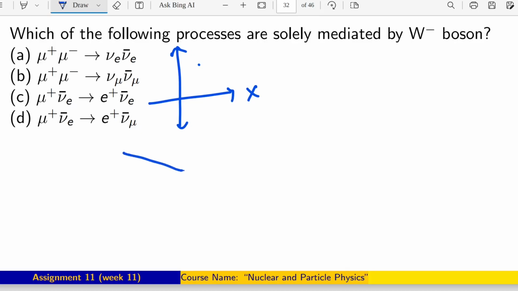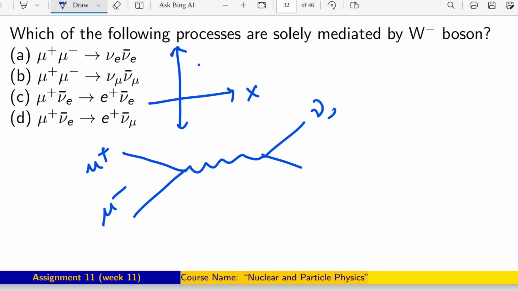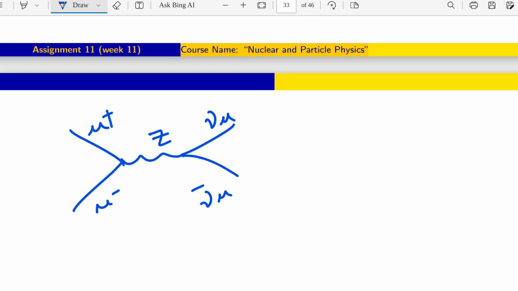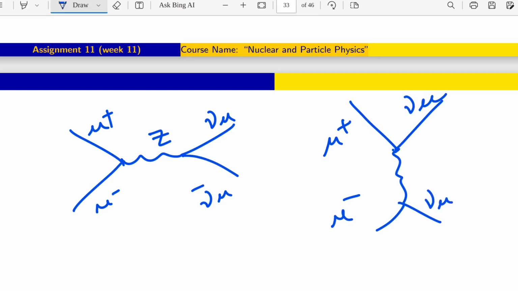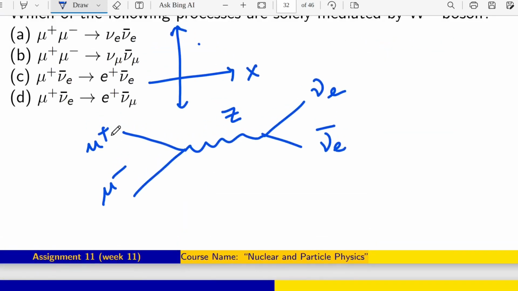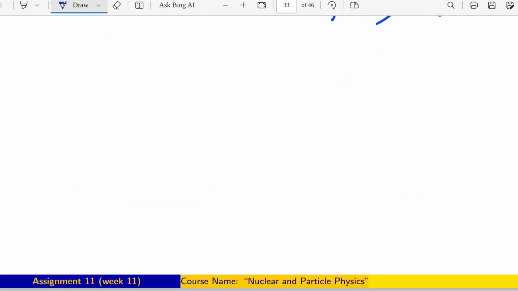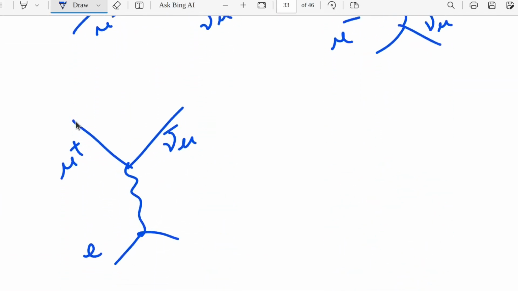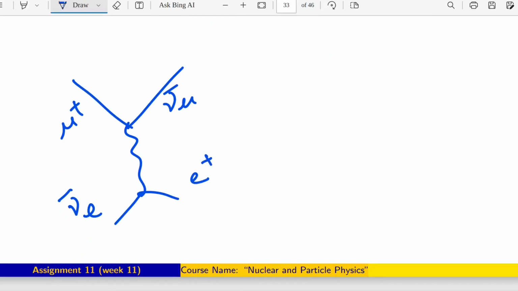Let's say mu plus mu minus to mu e bar, and it is Z. Mu plus mu minus to mu bar, it will be Z as well as, let's say, mu minus mu bar through W. And the fourth will be mu plus nu e bar to e plus nu bar, mu plus nu bar e, what was that, nu e bar e plus, that is mediated by W.